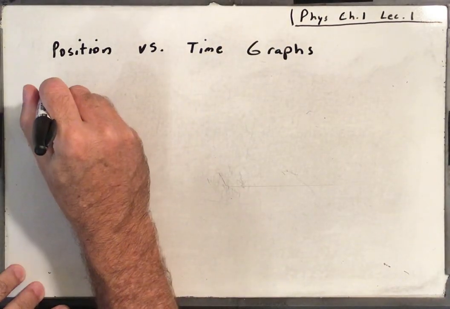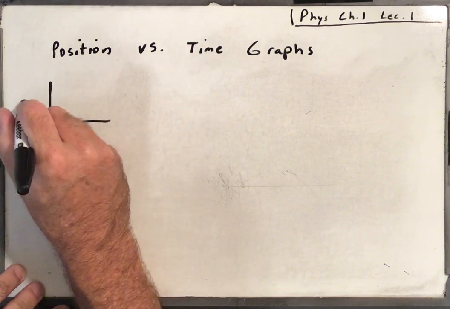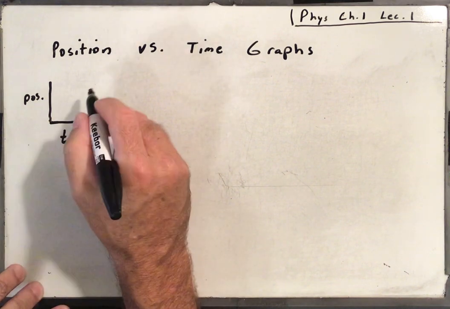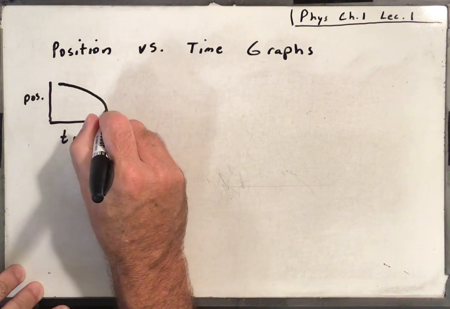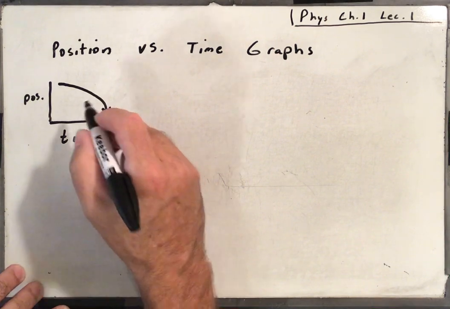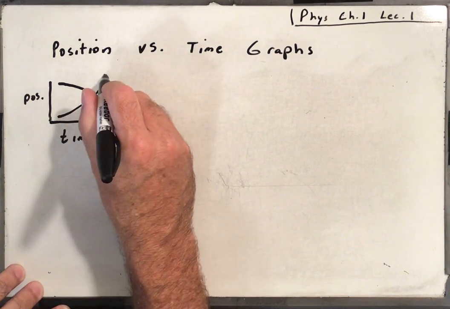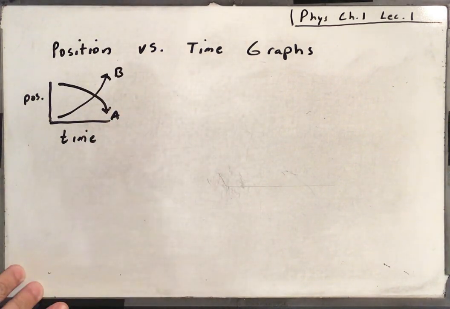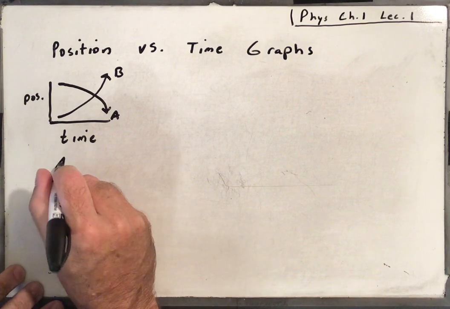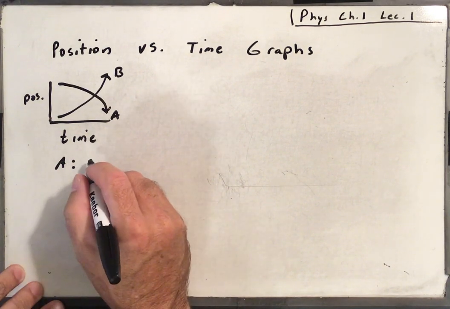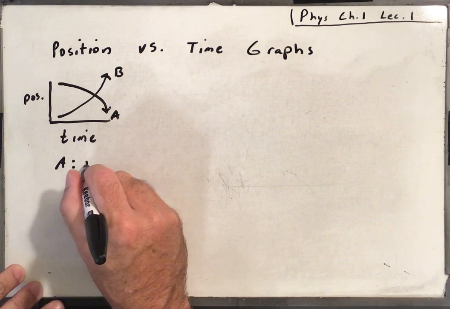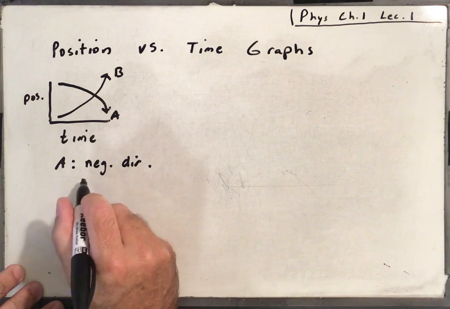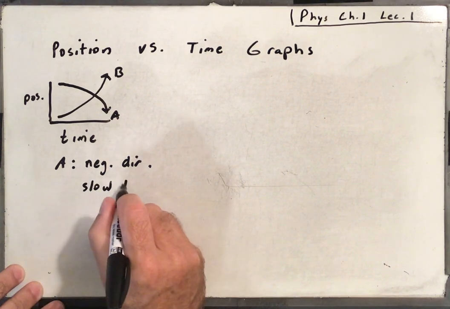Okay, so we have another position versus time graph, and let's call this object A, and we'll call this object B. All right, so object A is going in the negative direction, and it's going slow to fast.